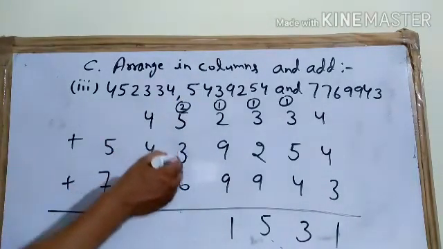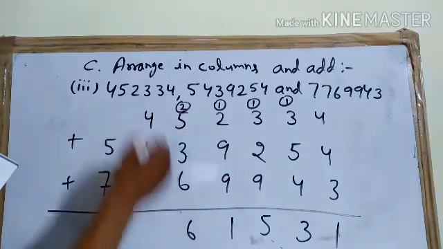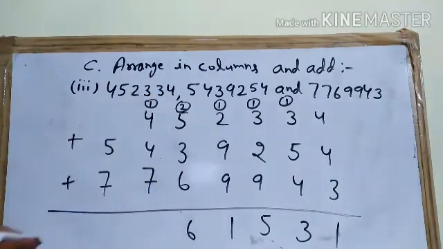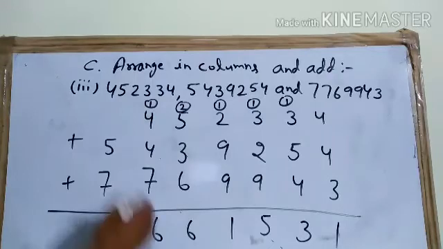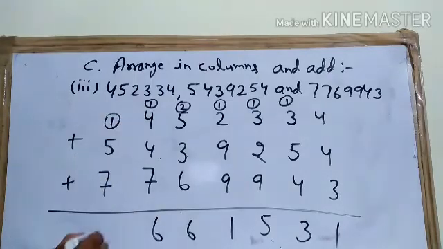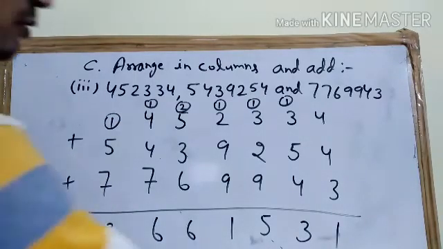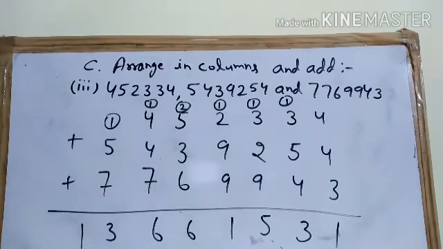5 and 3 8. 8 and 6 14 and 2 16, again 1 carry. 4 and 4 8. 8 and 7 15. 15 and 1 16, 1 carry. 5 and 7 12. 12 and 1 13. So this is your answer. You can put comma according to Indian system.